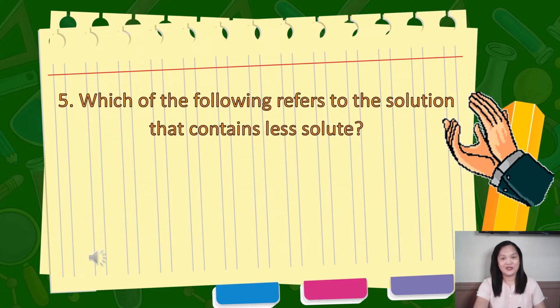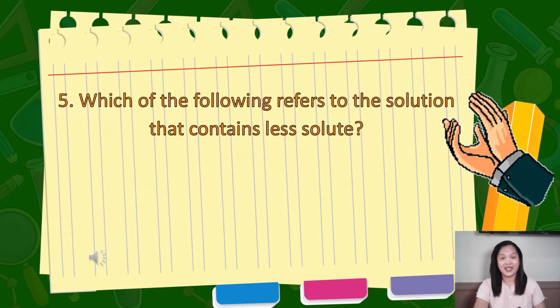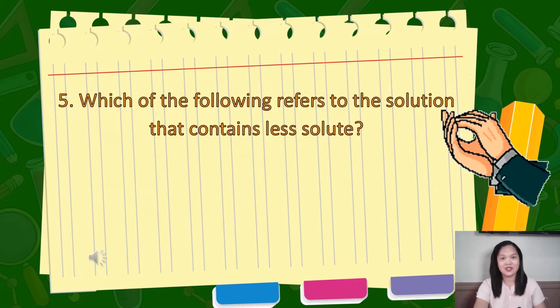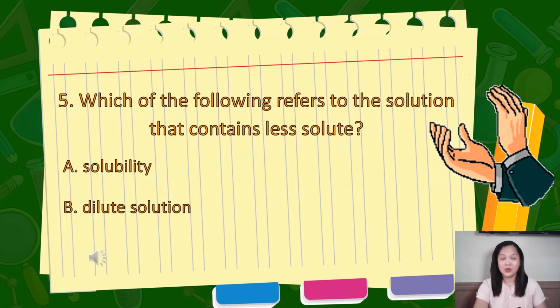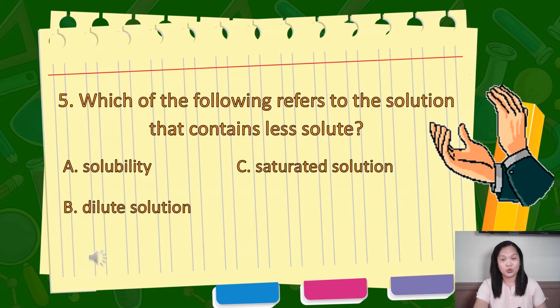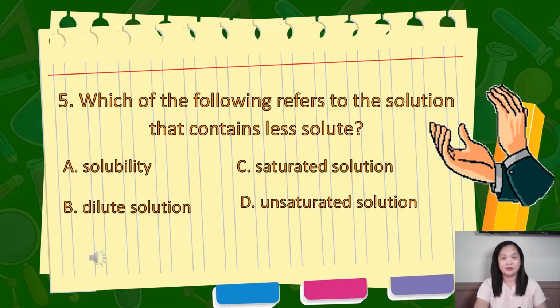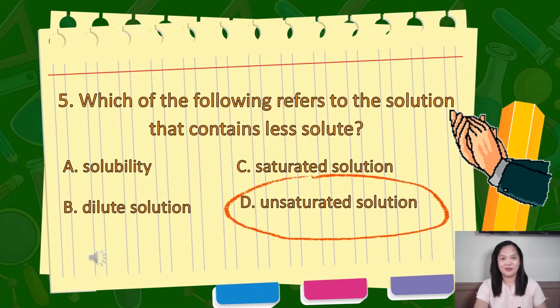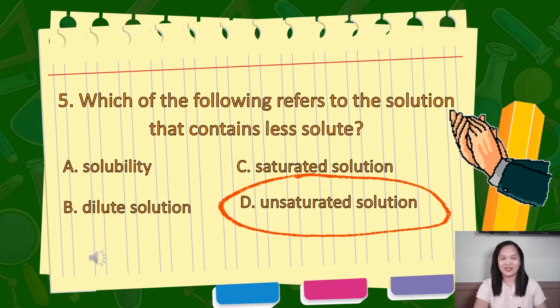Number 5. Which of the following refers to the solution that contains less solute? A. Solubility, B. Dilute solution, C. Saturated solution, D. Unsaturated solution? The answer? Letter D. Unsaturated solution.